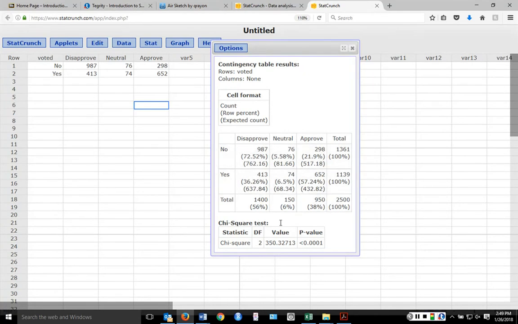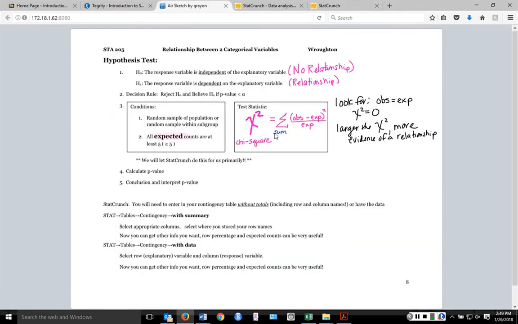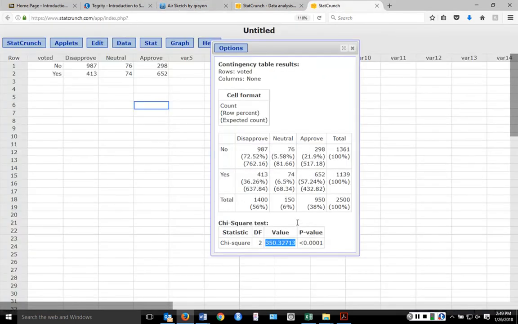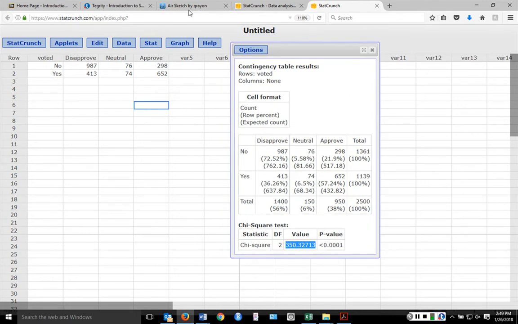The bottom part is where more of our hypothesis test information is going to be. It's called a chi-squared. This value is the actual value of the chi-squared, that is, when you actually do this whole calculation, this is the number that you would get. And then we're given our corresponding p-value. This was one way to get to the output.